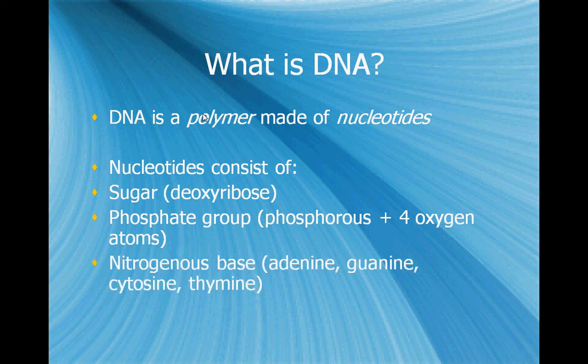And then it's got one of 4 different bases on it. I don't even really do the names too carefully, but A, G, C, and T: adenine, guanine, cytosine, thymine. So the 3 parts again are sugar, phosphate, and a base. And that's repeated over and over and over again, so we call it a polymer. And that's what DNA is.